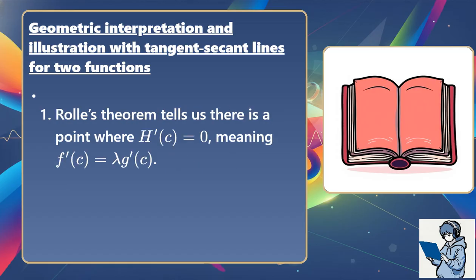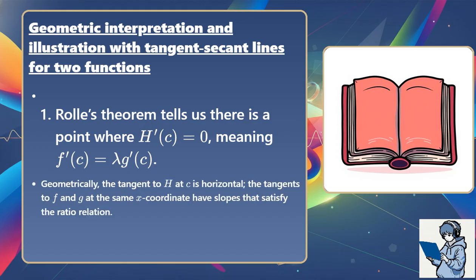Rolle's theorem tells us there is a point where h'(c) equals 0, meaning f'(c) equals lambda g'(c). Geometrically, the tangent to h at c is horizontal. The tangents to f and g at the same x-coordinate have slopes that satisfy the ratio relation.